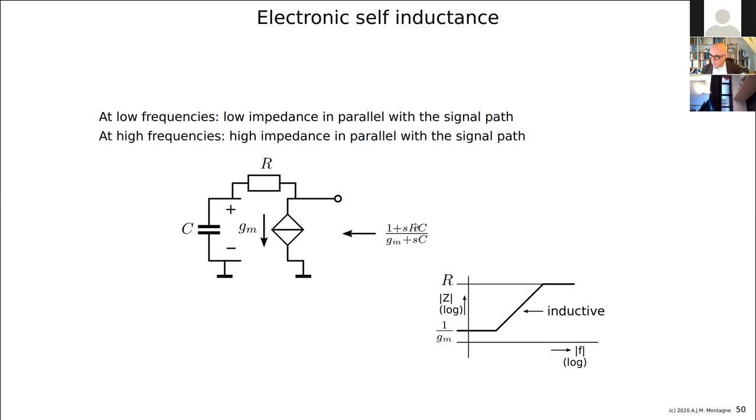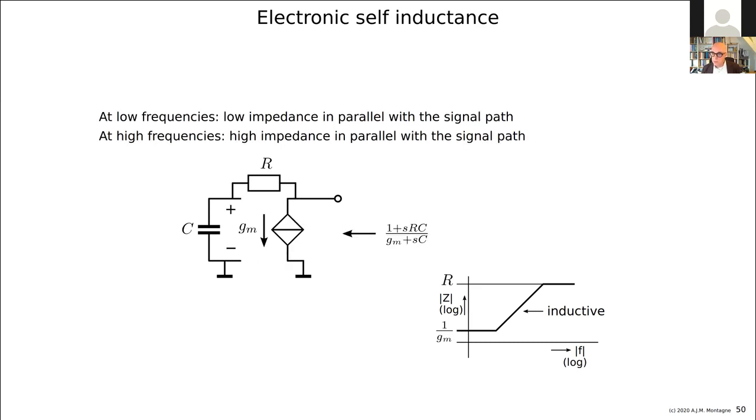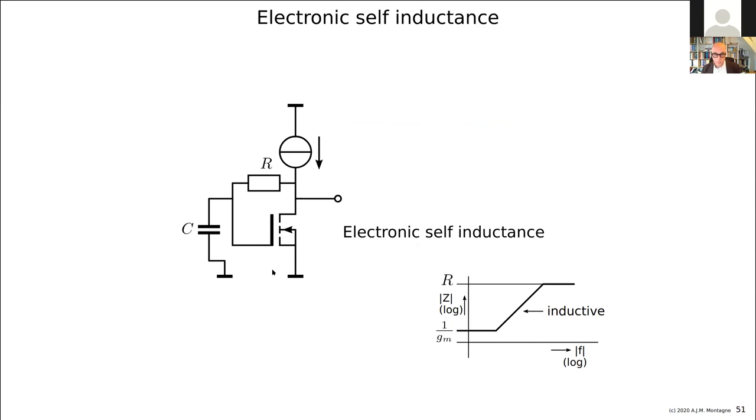The zero has a lower frequency than the pole if R is much larger than 1 over GM. So here we can speak of an electronic self-inductance. Go to our circuit and say, well, if I replace this controlled source with a FET, which is basically a voltage controlled current source, and I bias it at some point, so now it will be VGS here, and there will be some current flowing, then this behaves in some region like an electronic self-inductance.